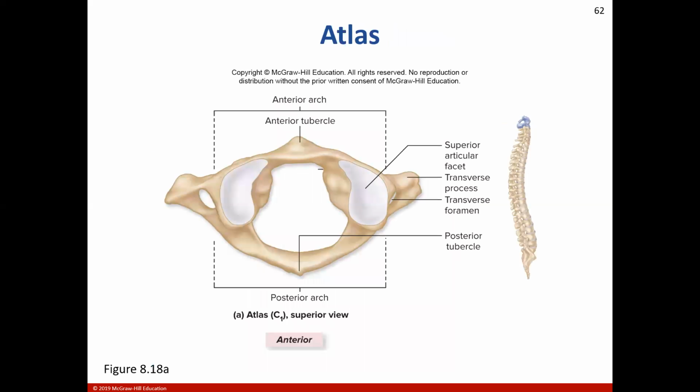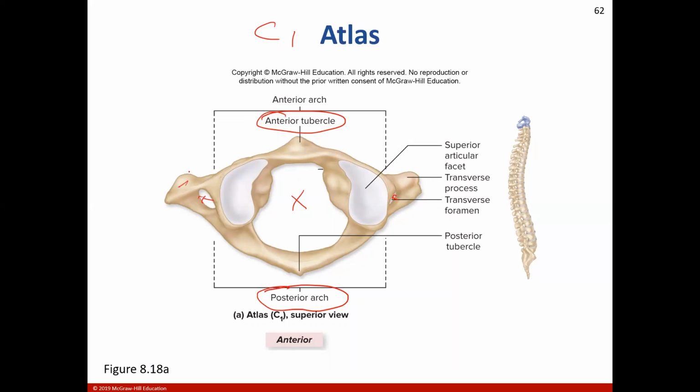C1 looks like nothing you've ever seen. So here's the superior view of C1, also known as the atlas. And it doesn't have a body, there's an anterior tubercle. It doesn't have a spinous process, but it has a posterior arch. Okay, and you still have a vertebral foramen, and you still have a transverse foramen because it is cervical.